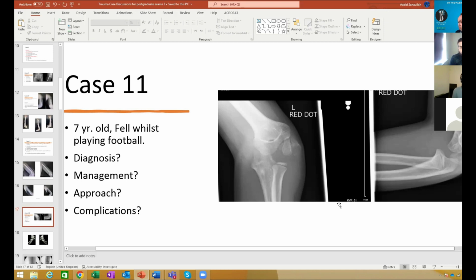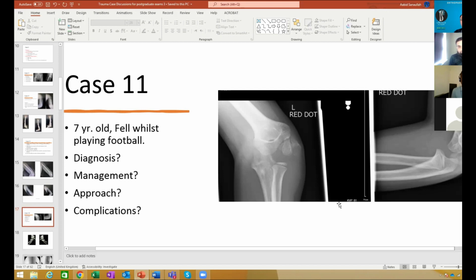I will then do a clinical examination to look at the soft tissue envelope to see if it is an open or closed injury. It is a closed fracture. I will do a neurovascular examination of his elbow. Intact. And because he is only 7 years old, I will also see who has come with the patient, whether it is his parents or the coach from the football ground. Okay, so the parents brought him straight away. There is no concern regarding non-accidental injury.